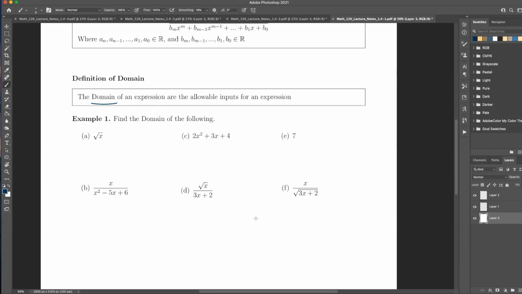So things that make sense to put into it. For now, we're going to say that for the square root of x, I need x to be greater than 0.